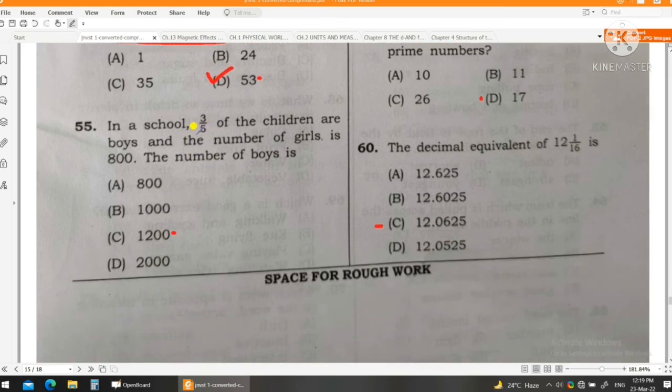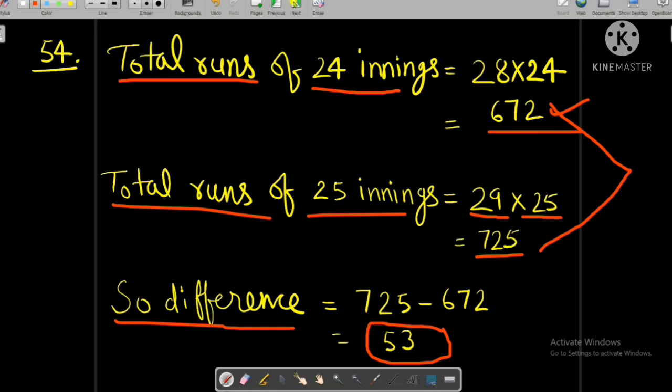In a school, 3/5 of the children are boys and the number of girls is 800. Here, the examiner wants to check your knowledge about decimal fractions and fractions. So the number of boys is, okay, the answer is 1200. Let me show you the solution of this question.